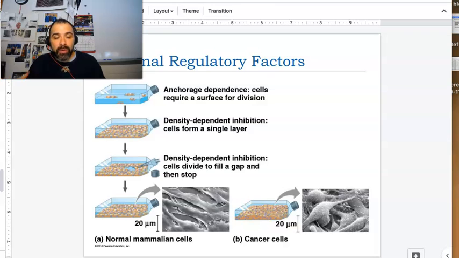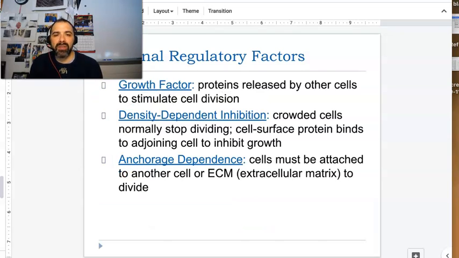If you go in and remove some of those cells, they're going to grow until they touch the surface again. So in normal mammalian cells, they will stop. Cancer cells start to pile up on top of each other. So here are some external regulatory factors. Growth factors are proteins released by other cells to stimulate cell division. Then density-dependent inhibition, like I said, and anchorage dependence: cells must be attached to another cell or surface.